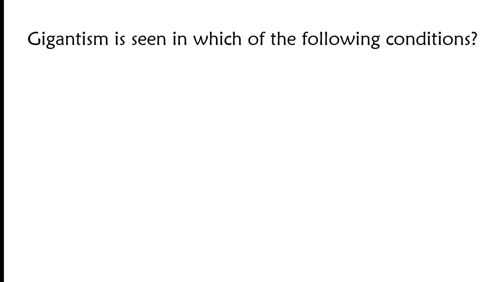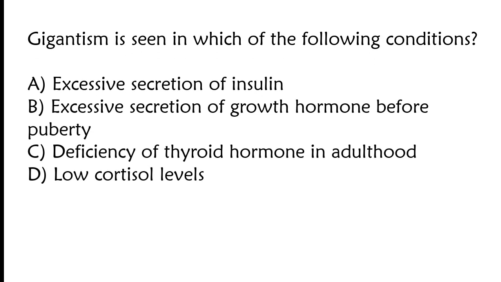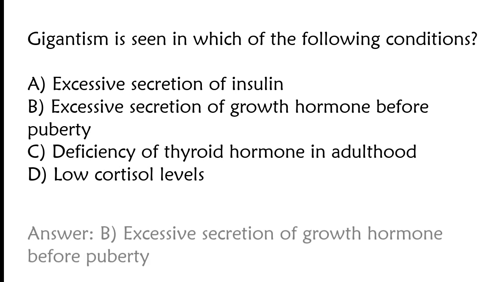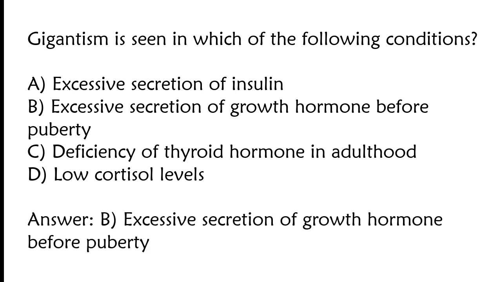Gigantism is seen in which of the following conditions? Excessive secretion of insulin, excessive secretion of growth hormone before puberty, deficiency of thyroid hormone in adulthood, low cortisol levels. The correct answer is option B, excessive secretion of growth hormone before puberty.